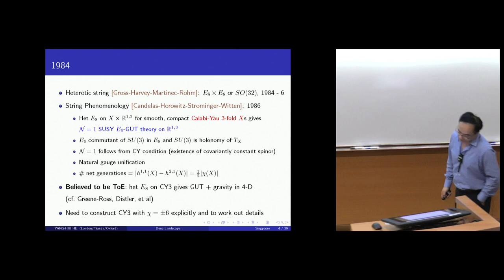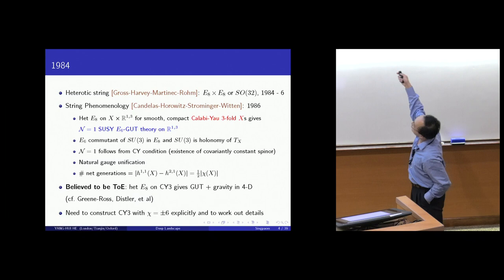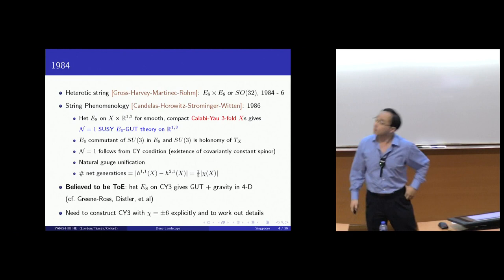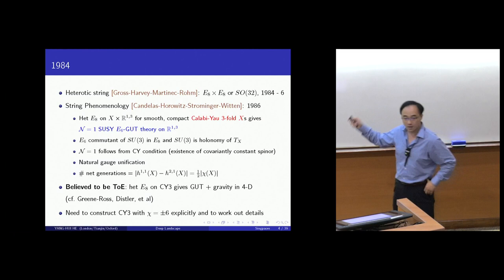And indeed, this was believed to be the theory of everything. So the problem for string phenomenology in the 1980s was: if you could find a compact, smooth Calabi-Yau threefold whose Euler characteristic is plus or minus 6, then you have an answer to the real world.